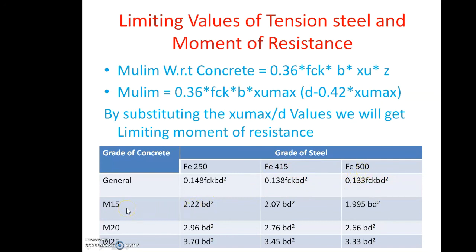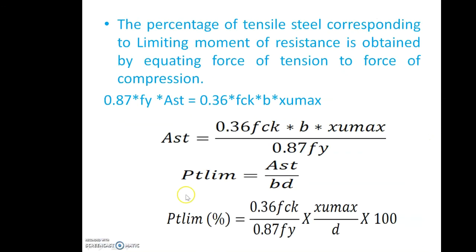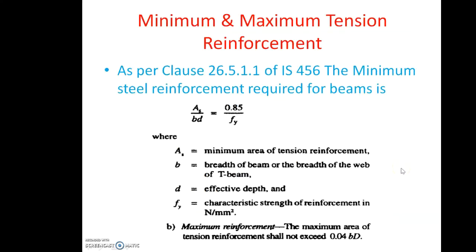If we substitute the fck values of 15, 20, 25, different grades of concretes, we will get the Mu limiting equations for different grades of concretes. The percentage of tensile steel corresponding to the limiting moment of resistance is obtained by the equation of force of tension to force of compression. By equating these two values, we will get the Ast value. Then pt limit is equal to Ast by b d.